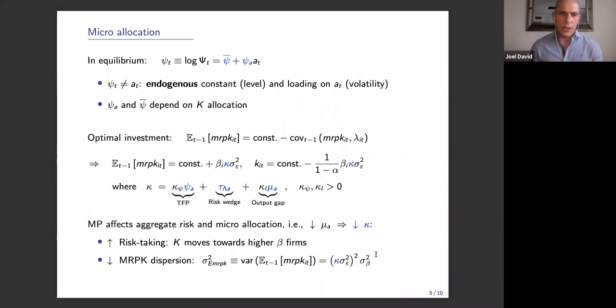And so essentially when the central bank is reducing the amount of aggregate risk, it's reducing kappa. It's also going to reduce the amount of marginal product dispersion that's out there. And I'm going to show you in a minute, that's going to be important for measures of TFP. Okay. And so I think the key takeaway of the slide is there's really these two key effects of monetary policy on micro level allocations. There's the risk-taking channel and there's the marginal product dispersion channel.